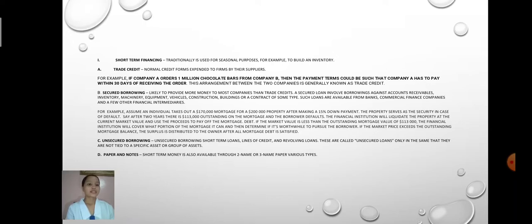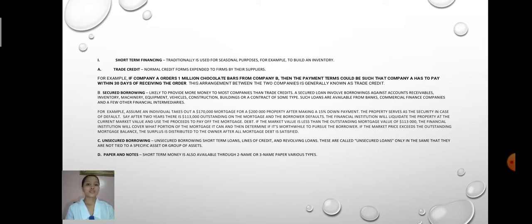If the market price exceeds the outstanding mortgage balance, the surplus is distributed to the owner after all mortgage debt is satisfied. C. Unsecured borrowing. Unsecured borrowing includes short-term loans, lines of credit, and revolving loans. These are called unsecured loans only in the sense that they are not tied to a specific asset or group of assets.